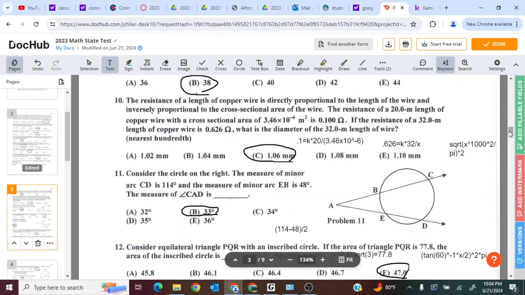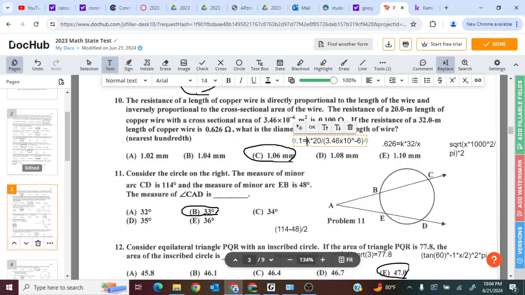10, this is your proportion problem. Directly proportional to length, inversely proportional to cross-sectional area. So you're looking for your k value here. The resistance of 0.1 is given when k multiplies by the directly related and divides by the inversely related. Once you have k, you simply plug in your new values. Length of 32 and an unknown cross-sectional area gets you 0.626.